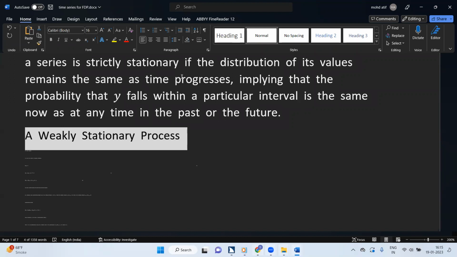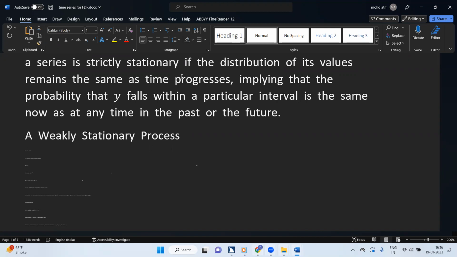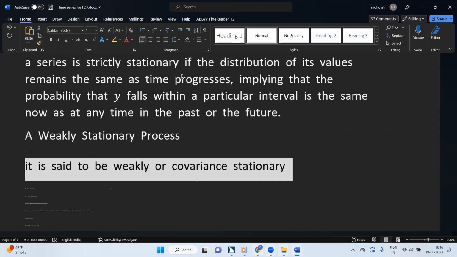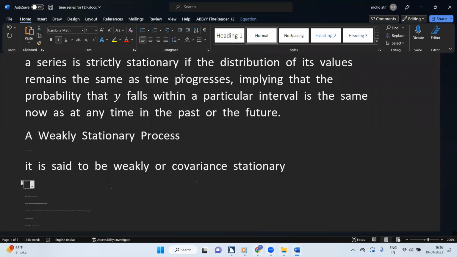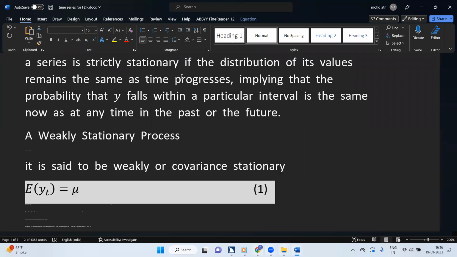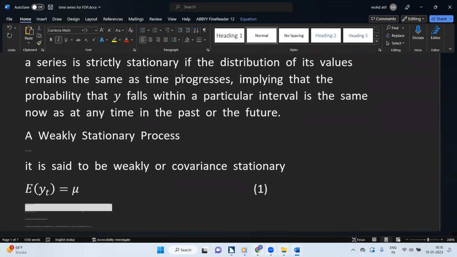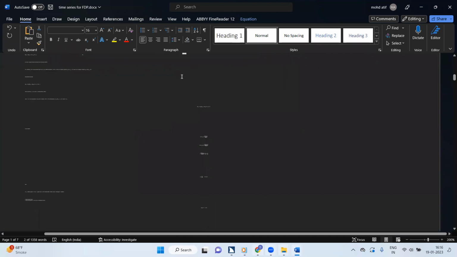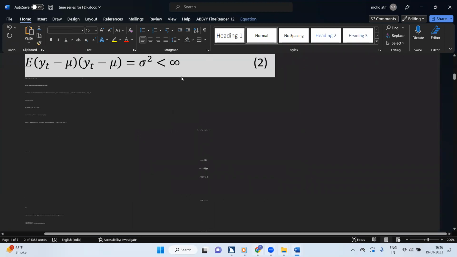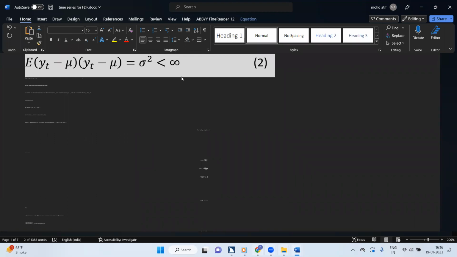We are comfortable with weakly stationary process, and only three conditions need to hold. So weakly stationary means covariance is stationary, and three conditions are needed for a series to be weakly stationary. Expected value of yt is mu, its mean is constant. Okay, look at the second equation, expected value of yt minus mu into yt minus mu.